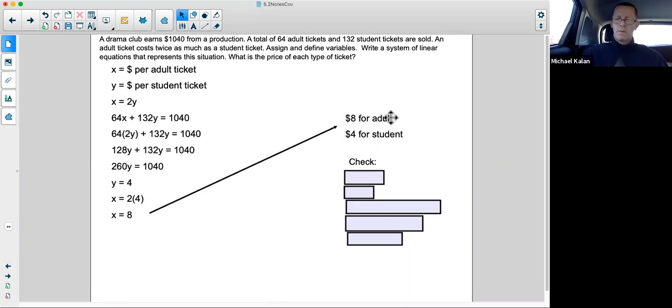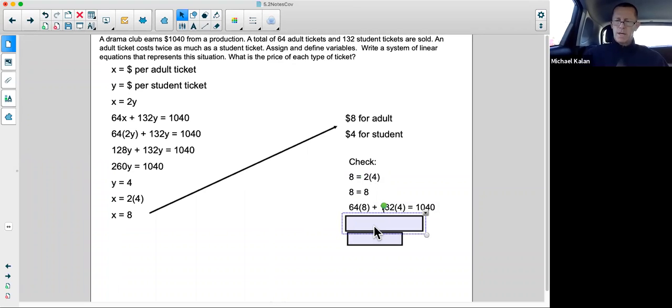Again, probably want to check it. Well, we can see real quickly, right? Isn't 4 half of 8, or 8 is double 4? So that works according to that third sentence that was up there. And then for the other, we would plug in, and it's 64 times the number of adult tickets plus 132 times the number of kids. Gets us 512 plus 528, and those obviously add up. Yay, we did it right.